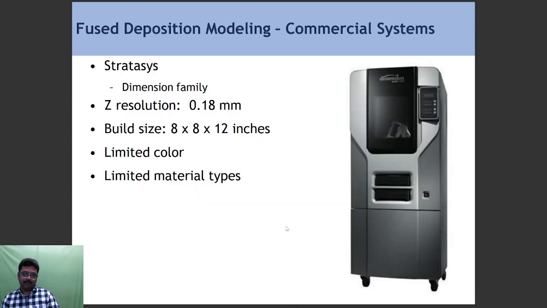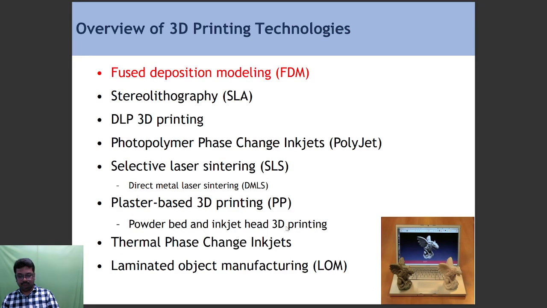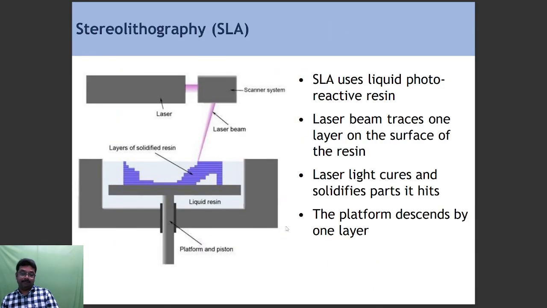Then these are some of the commercial system models available with the latest technology. There are no limited colors. We can use fused deposition with multiple systems or multiple levels. Some of the companies that supply these machines are MakerBot, Delta 3D printer, Ultimaker, Cube from 3D Systems, and many other companies. MakerBot is a leading company whose printers people mainly use for study purposes.